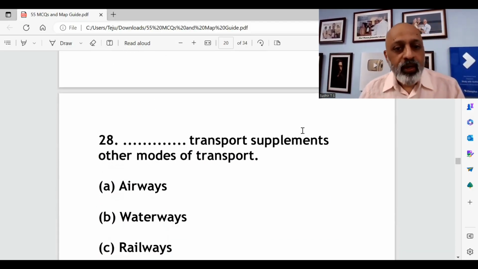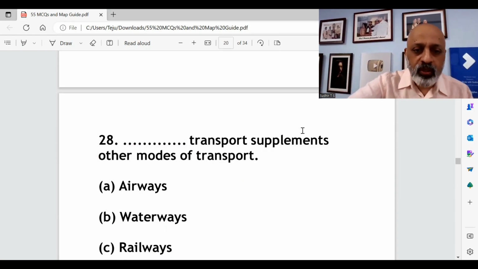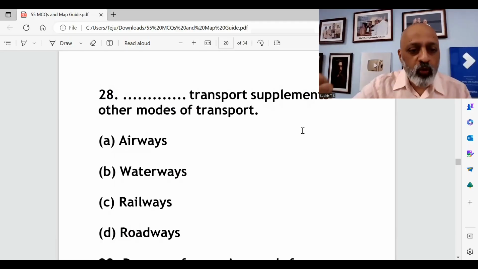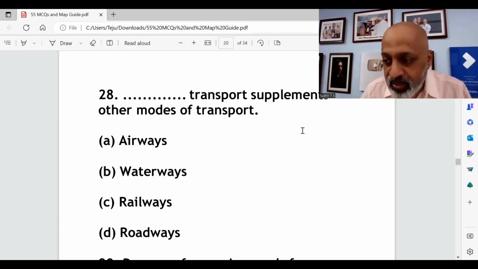28th question. Dash transport supplements other modes of transport. I think this was also there in the ICSE specimen paper. Airways, waterways, railways, or roadways. Roadways is the correct answer.